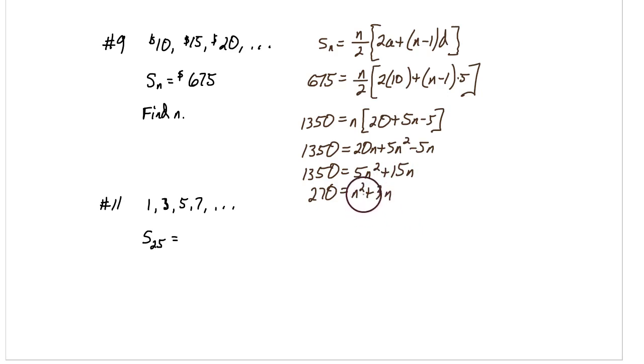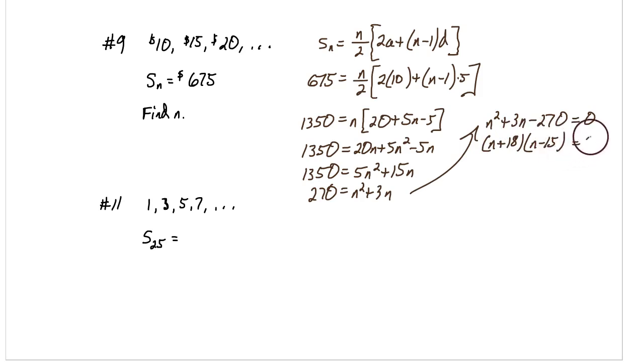This is a quadratic equation because of the n squared, so let's get it equal to 0, which would be standard form. N squared plus 3n minus 270 equals 0. Now we want to solve that, either by factoring or the quadratic formula. I'm going to use factoring. N plus 18 times n minus 15, and that's equal to 0. 18 times 15 is 270, and 18 minus 15 makes 3. Solving each factor, we have n equals negative 18, or we have positive 15.